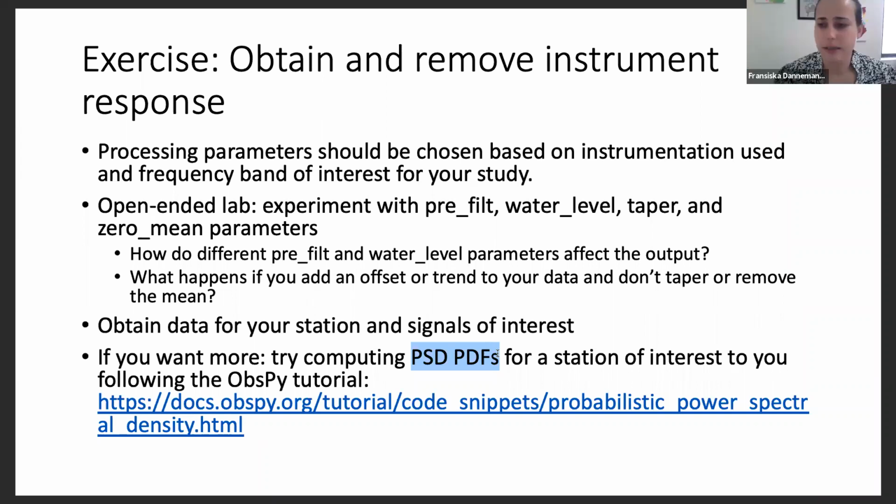Okay, it looks like we have a couple of questions coming in. So the first question is on terminology. Are station corrections the general term for correcting for noise and/or response like we've been talking about, or is that something different?